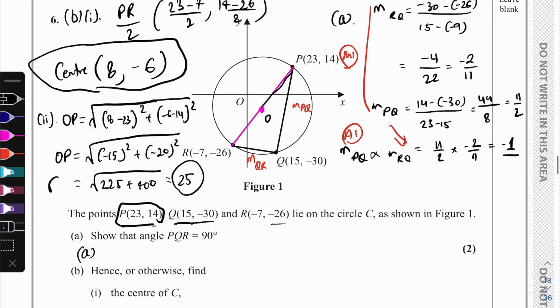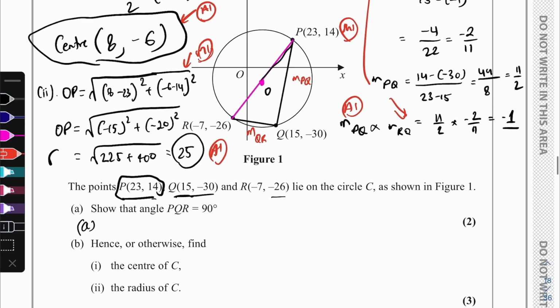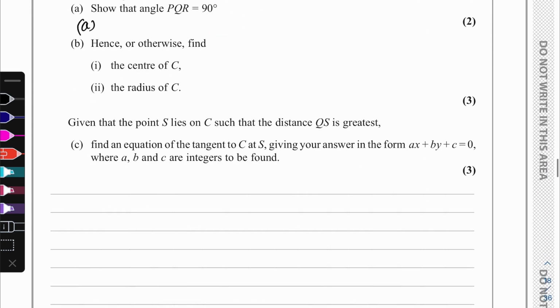So you got 1 mark for the radius, 1 mark for using the formula for the radius, and 1 mark for the center. So this is A1, this is M1, and this is our A1 for the center. That's our 3 marks. Then it says, given that the point S lies on C such that the distance QS is the greatest, find an equation of the tangent. So remember, tangent means we're using the equation y minus y1 equals m bracket x minus x1.